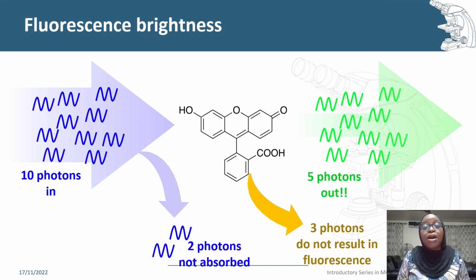What if 3 photons also do not result in fluorescence? So we really need to consider if all of the absorbed photons result in fluorescence. So if 2 were not absorbed and 3 do not result in fluorescence, then at the end of the day, we might have 5 photons out. Energy from the photons will also be lost to other processes, such as heat.